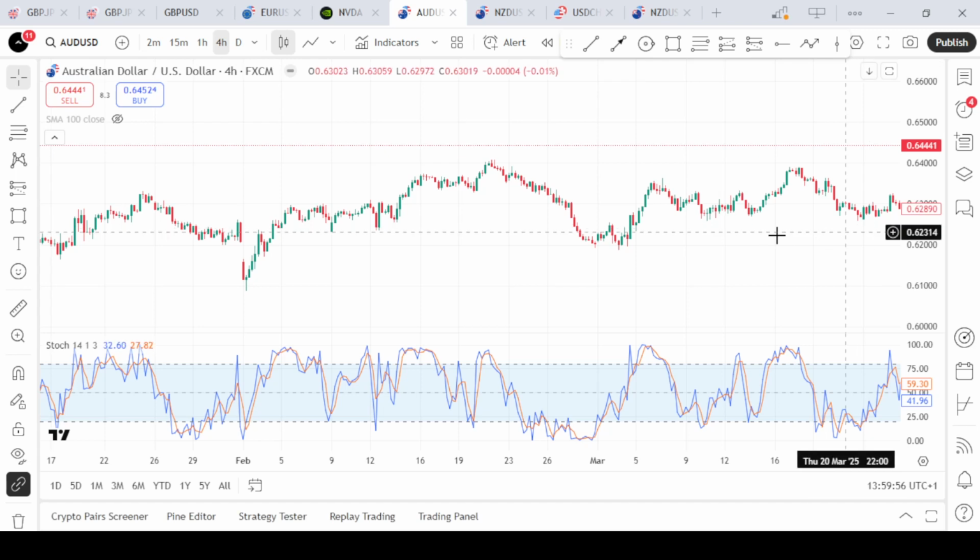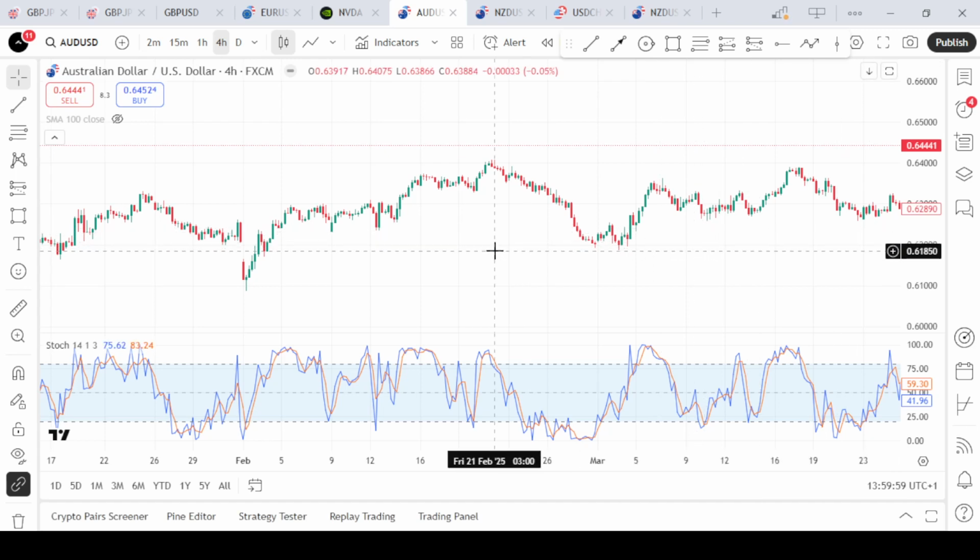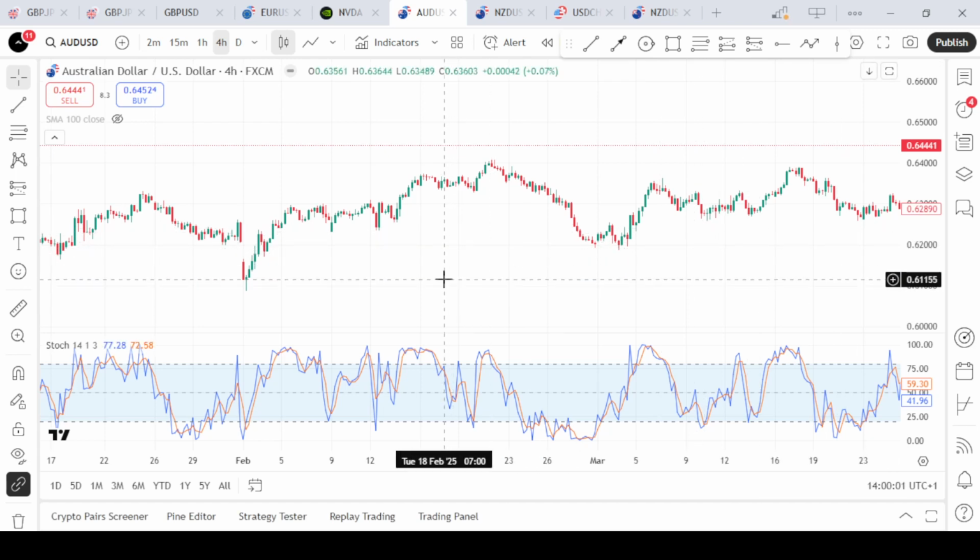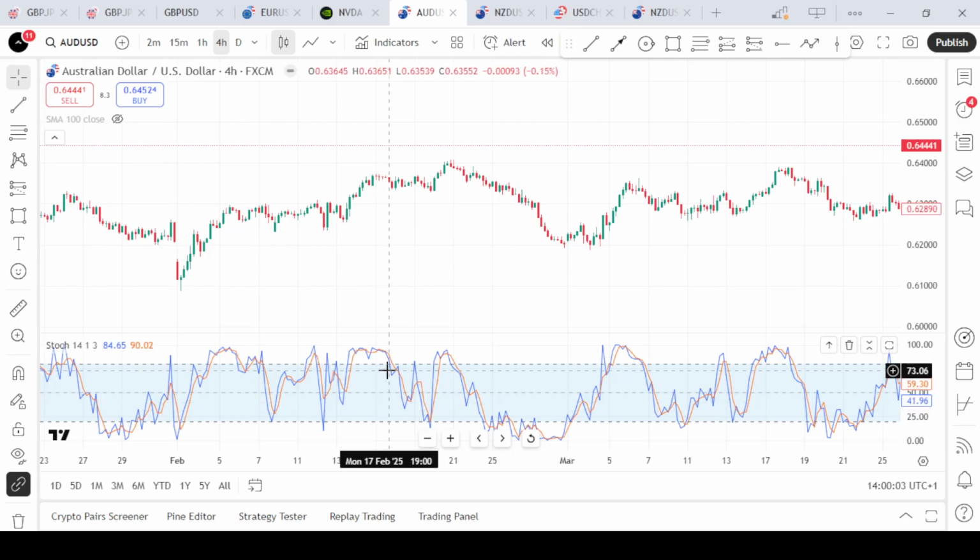The components of the stochastic oscillator consist of two lines, which are the K line and the D line. The K line measures the current market price relative to its high-low range over a specific period, while the D line is a moving average of the K line, acting as a signal line to smooth out market noise.